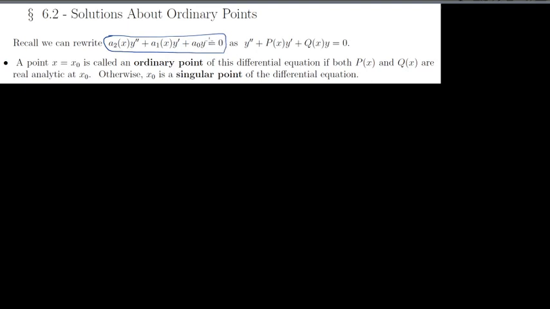Okay, you can adapt this to a non-homogeneous equation. If this equals g of x, let's say, and your g of x is an analytic function, which means you can write it as a power series, then you can simply incorporate that into the power series method. But you're not going to see that here. These are going to always be homogeneous, so it'll always equal 0.